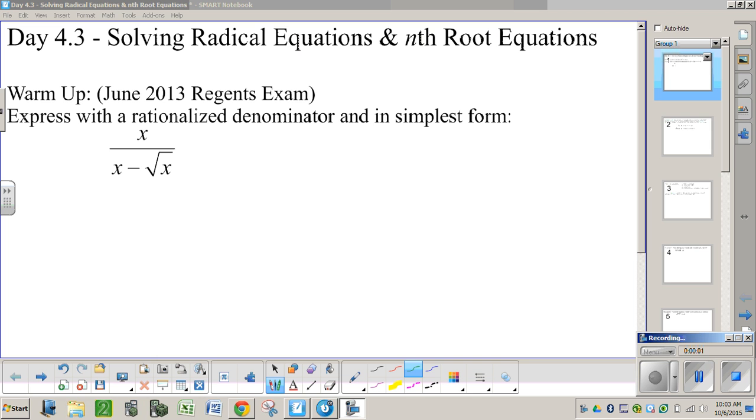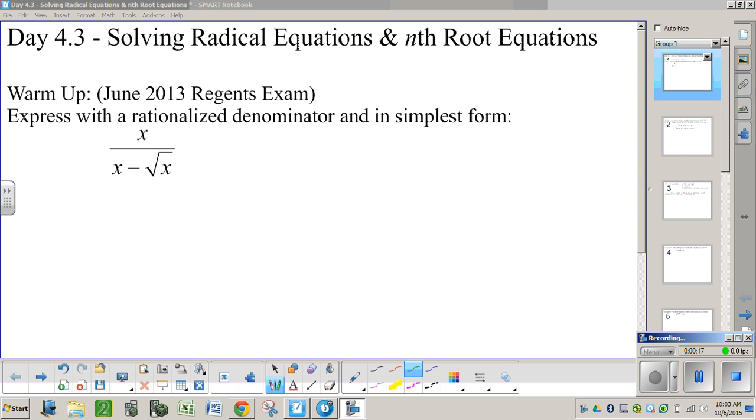Ladies and gentlemen, welcome to our 4.3 section on solving radical equations and nth-root equations. We're really going to focus on the radical equations this segment, and towards the end and in class we can start talking about different nth-root equations.